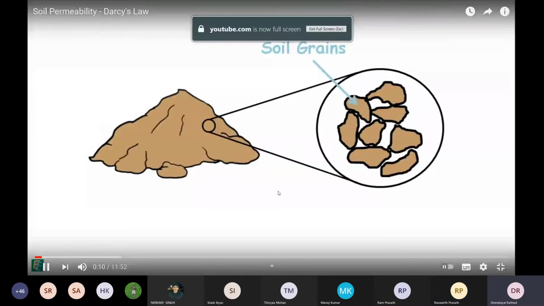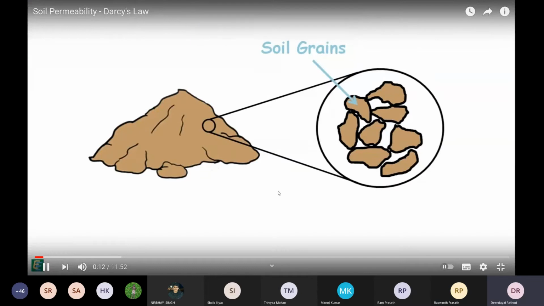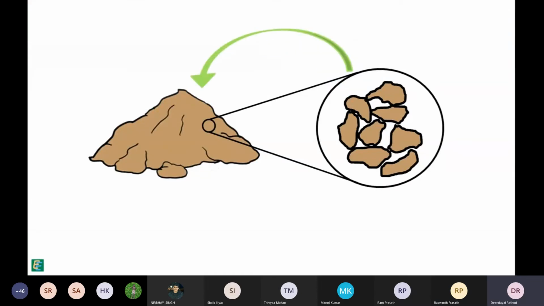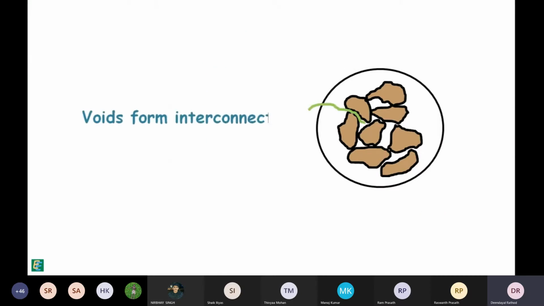Which we call the soil grains. These soil grains, when depositing in a soil mass, arrange themselves in a way that some amount of empty space is left between them. We call these empty spaces voids. These voids or pores are interconnected and form a highly complex network of irregular tube-like structure.